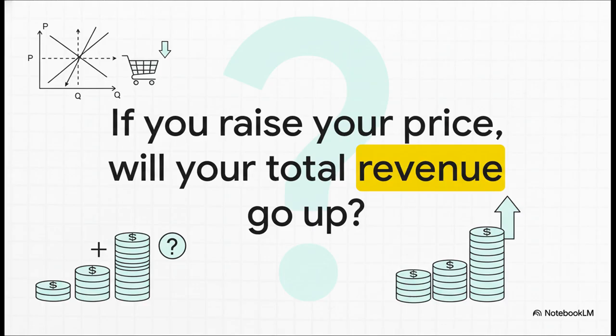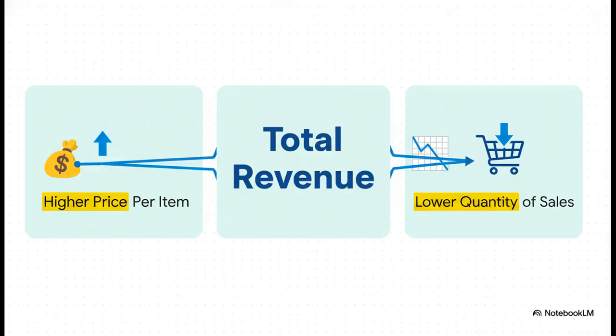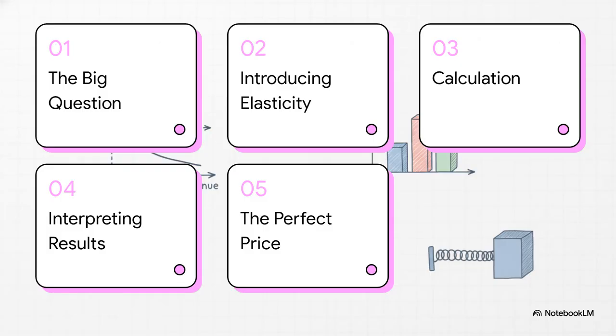Is that extra cash you're making on each sale going to be enough to cover all the sales you just lost? You're basically looking at a giant tug of war. In one corner, you've got higher profits on every single item sold, and in the other corner, you have a smaller number of total sales. Your total revenue is that rope in the middle, and whichever side pulls harder determines whether you just made a brilliant decision or a really bad one. So how do we figure out who wins?